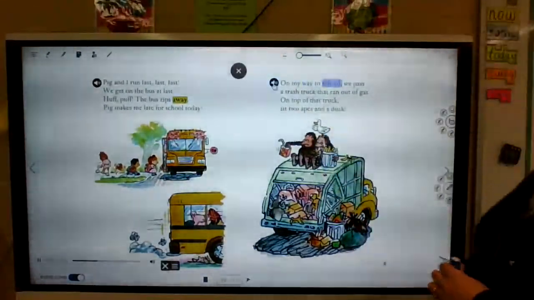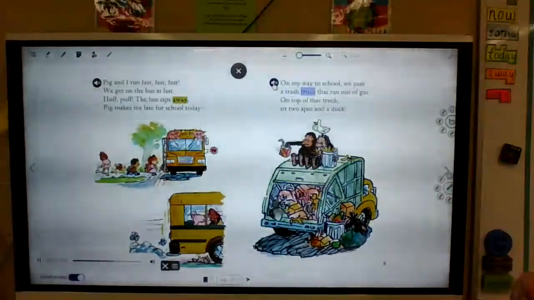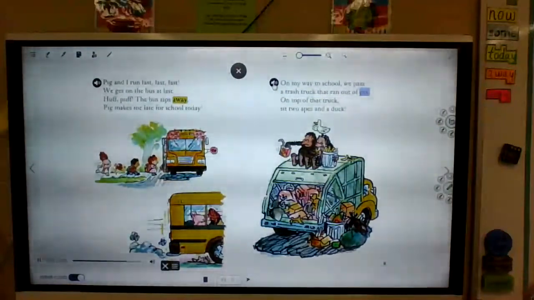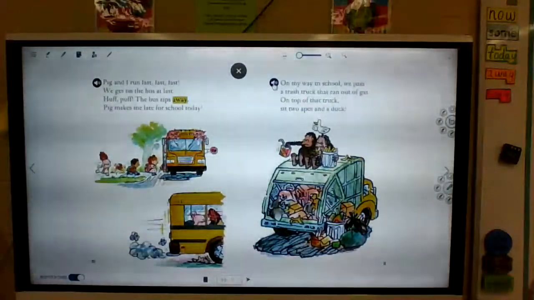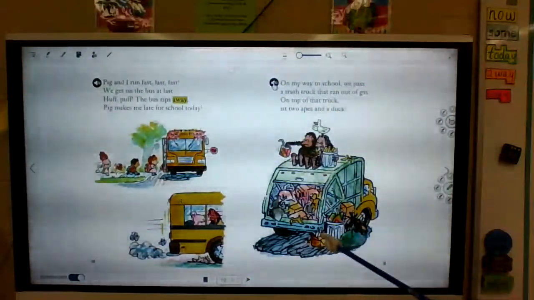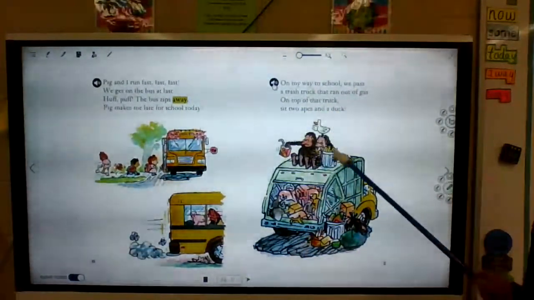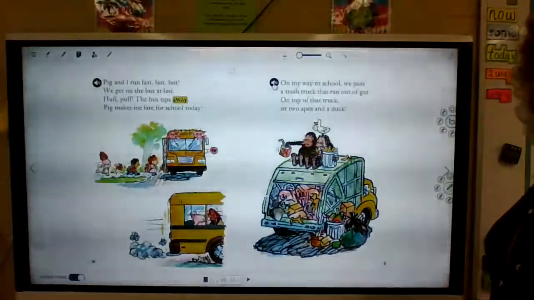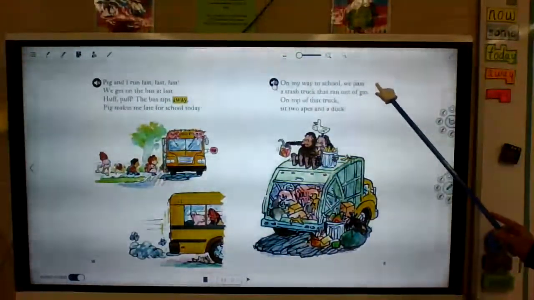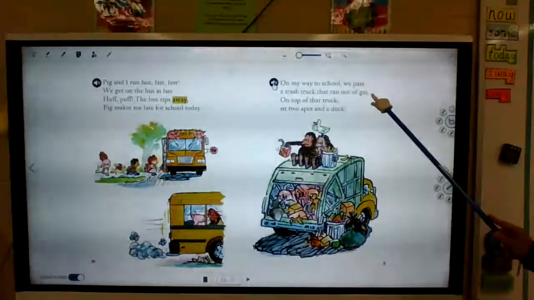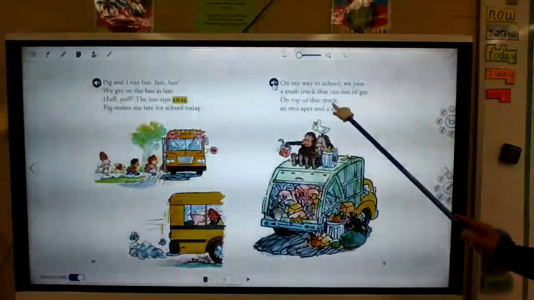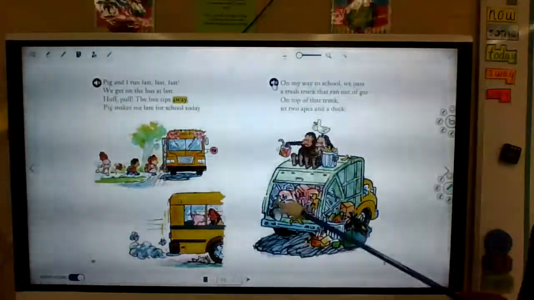On my way to school, we pass a trash truck that ran out of gas. On top of that truck sit 2 apes and a duck. So they ran out of gas, so they're stuck there. And so they're sitting on top of the garbage truck. So here's our rhyming. Pass, gas, and then truck, duck.